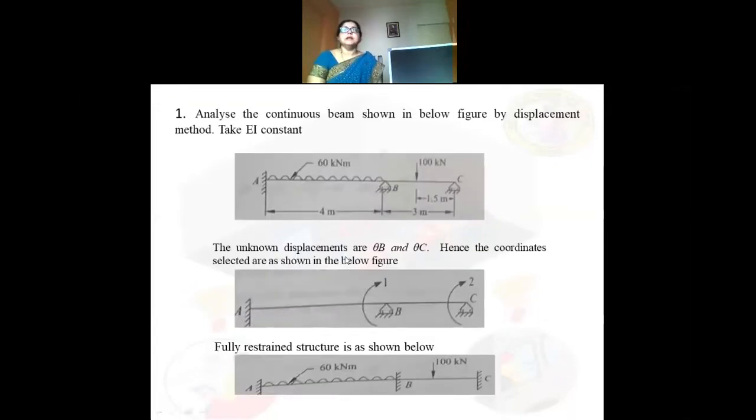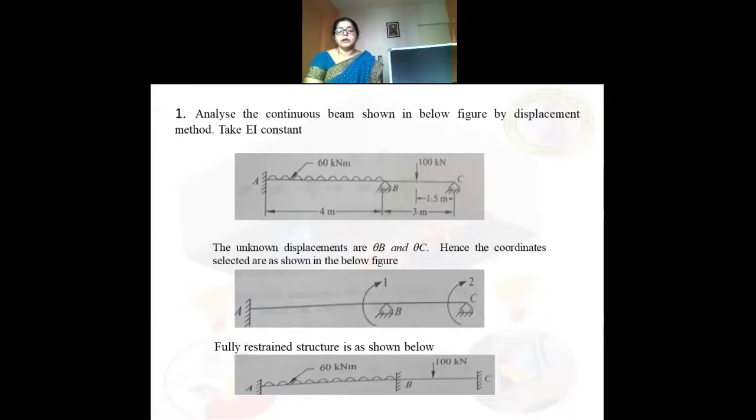So we'll do this problem today. Analyze the continuous beam shown in the below figure by displacement method. Let us take EI as constant. In the beam shown in the figure, you can see that it is a continuous beam with a fixed support at A, roller support at B and roller support at C, and from span A to B you have a UDL of 60 kilonewton per meter over a span of 4 meter, and there is a 100 kilonewton load acting at the center, at a distance of 1.5 meter from both the ends.